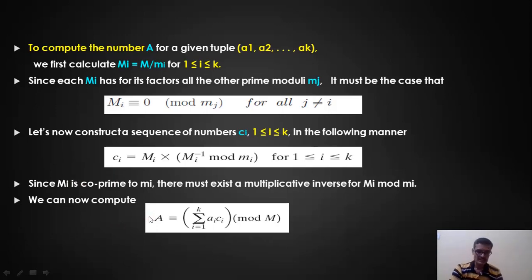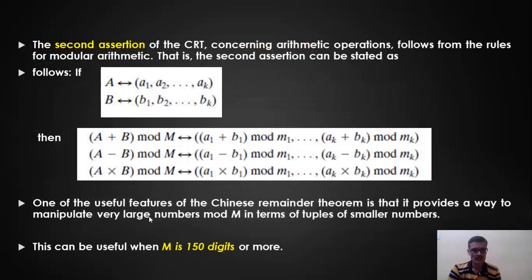Now, let us understand this with an example. Before going to my example, as I told earlier, we can perform different arithmetical operations, right? My second assertion says we can perform different arithmetical operations if it is possible to represent, say, A in terms of its tuples, B in terms of its tuples. Using only these tuple values, we can perform arithmetical operations.